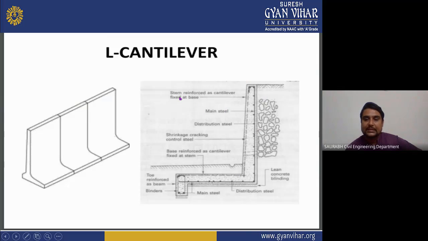As you can see here, that is your stem reinforced as a cantilever fixed at base, and this is your main steel, and this is your distributed steel, which is provided to prevent shrinkage cracking and control the trail. And this is your base reinforcement as a cantilever fixed at the stem. As you can see, this is your lean concrete binding which is provided in the base of this wall.